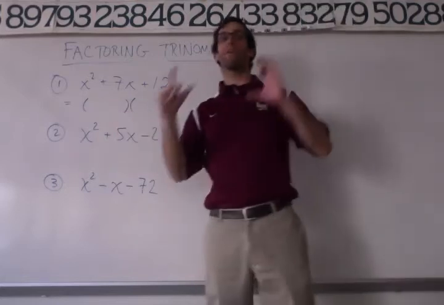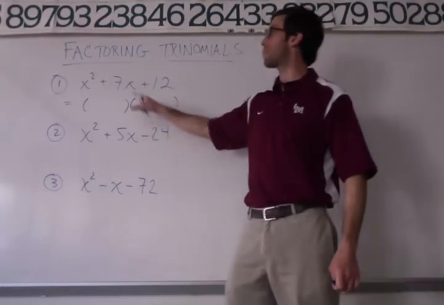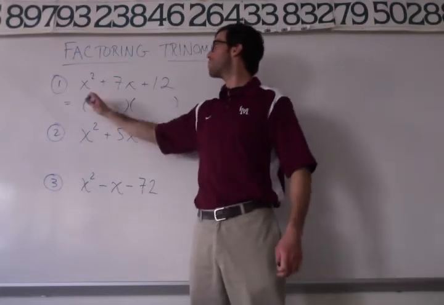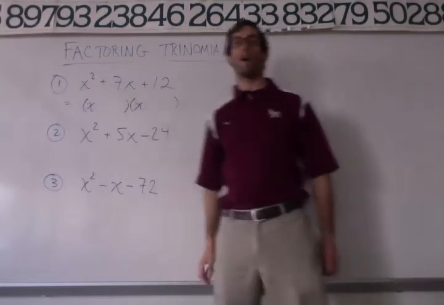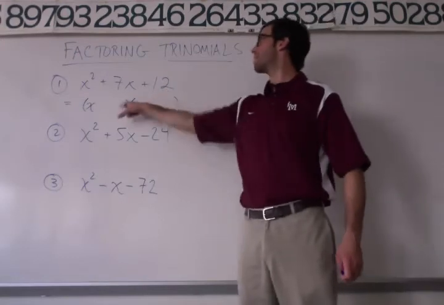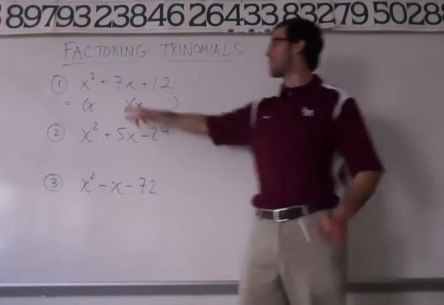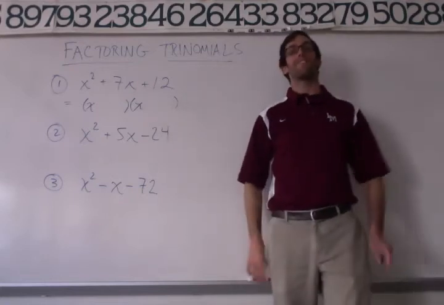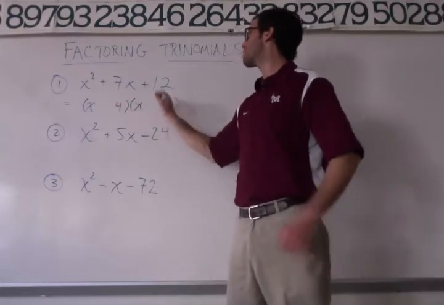Now, when we were multiplying, if you recall, this term times this term always equaled this term. The product of the first terms is always this first term. So this must be x and x, because x times x would give us x squared. Now, for the last term, we get this by multiplying the second numbers in each binomial. So we're not sure what that could be. It could be 6 and 2, or 4 and 3, or 12 and 1, or something like that. Okay? Now, the reason I know it's going to be 4 and 3 is because of the middle term.